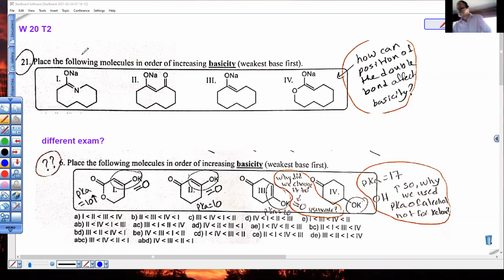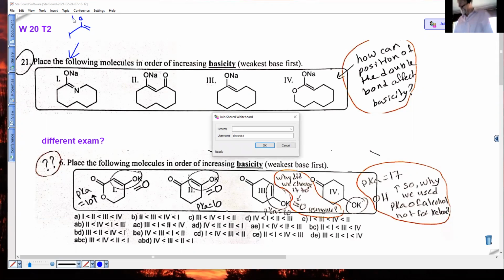Winter 20, test 2. We have the following molecules in order of increasing basicity. So these are all bases. We need to talk about their conjugate acids and their pKa's, don't we? It's not as straightforward as it looks. These are all the most stable resonance forms, which doesn't mean they look like this before they lost their protons. So this is the resonance form of its conjugate acid here.